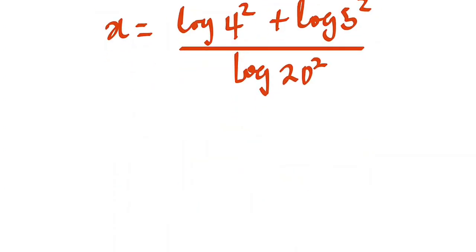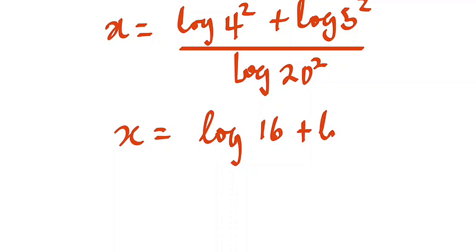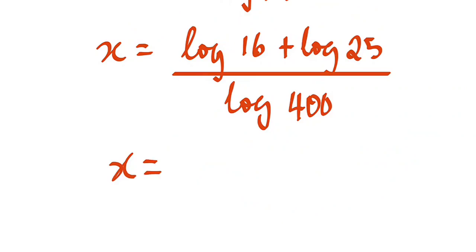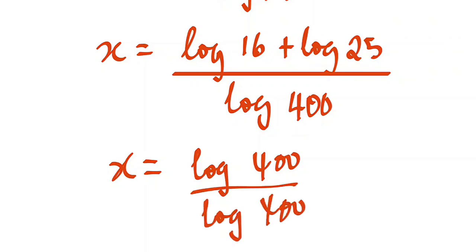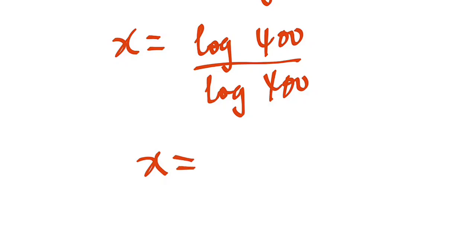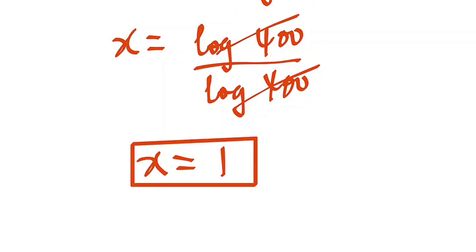Alright, so from there we're going to have x equals log of 16 plus log of 5 to the power of 2, which gives us 25, then divided by log of 20 raised to power 2, which is 400. We have log 16 plus log 25. So 16 times 25 will give us log 400. Then divided by log 400. So from there we're going to have the value of x. Our x is going to be 1, because this cancels this. So we have one of the solutions to be that.